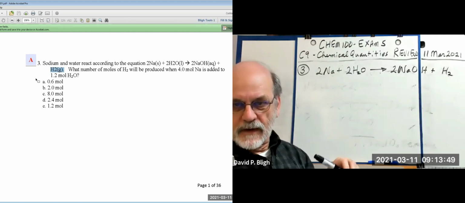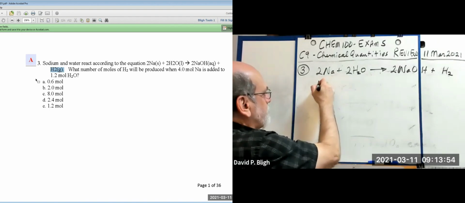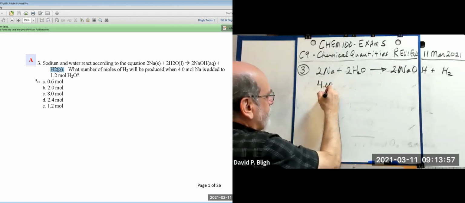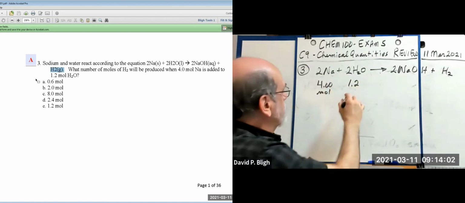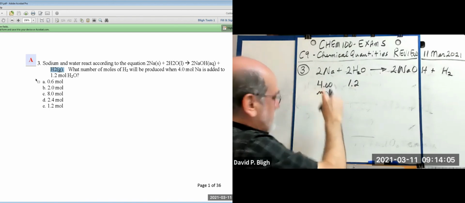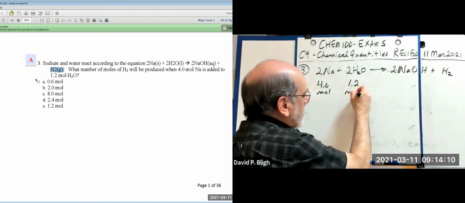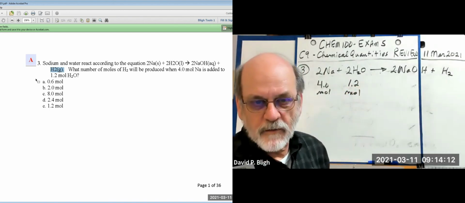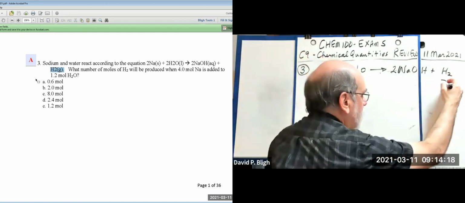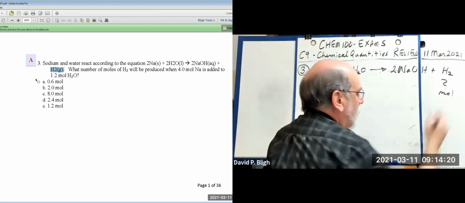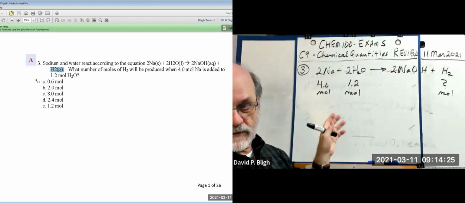What else are we given? 4 moles of sodium and 1.2 moles of water. 2, 0? No, just 1.2. No, that's only 1. Here we go. Now, what number of moles of hydrogen will be produced? So we're looking for this one. Okay? So in this case, we do have to determine which is limiting.